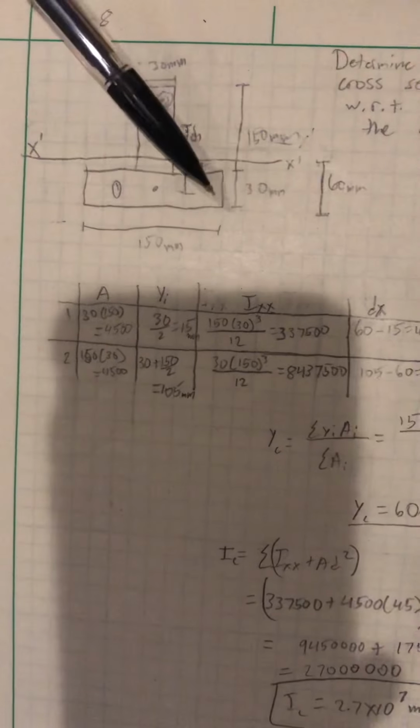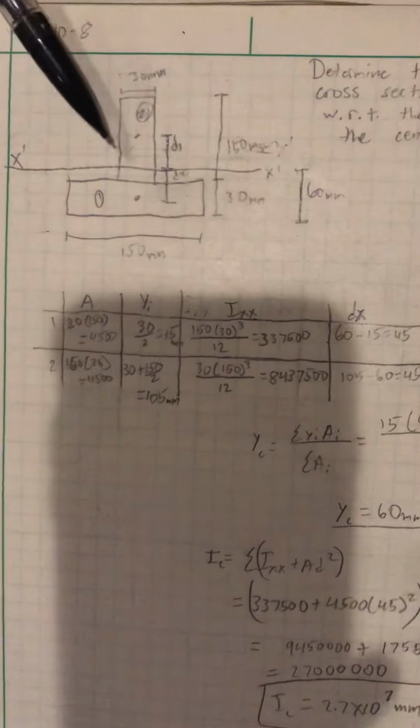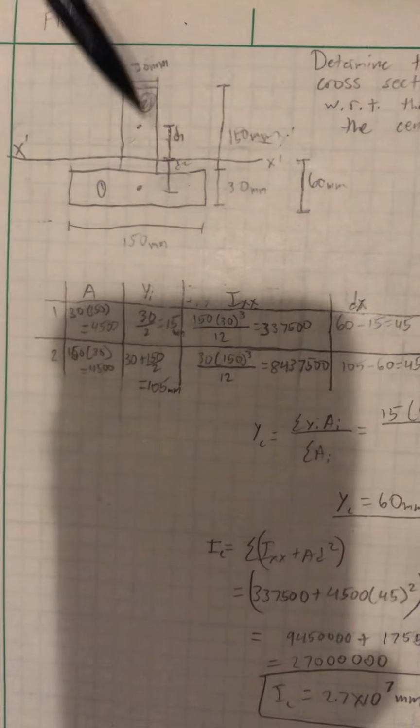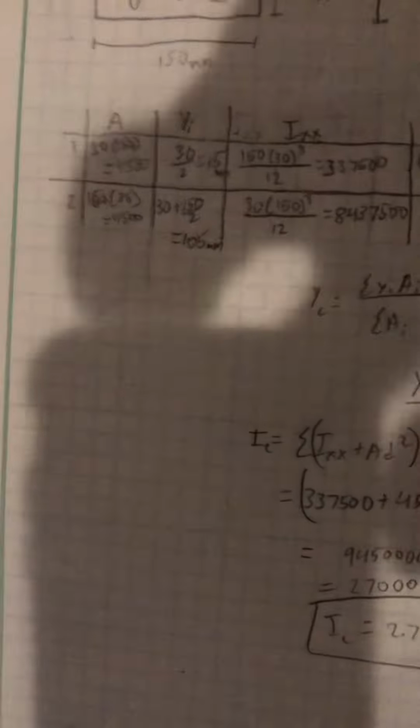So it's just length times width. So 150 times 30 for shape 1, and 30 times 150 for shape 2. So they both end up being 4,500.